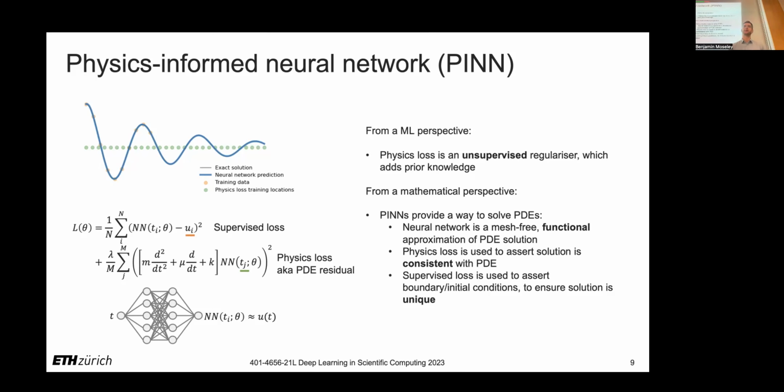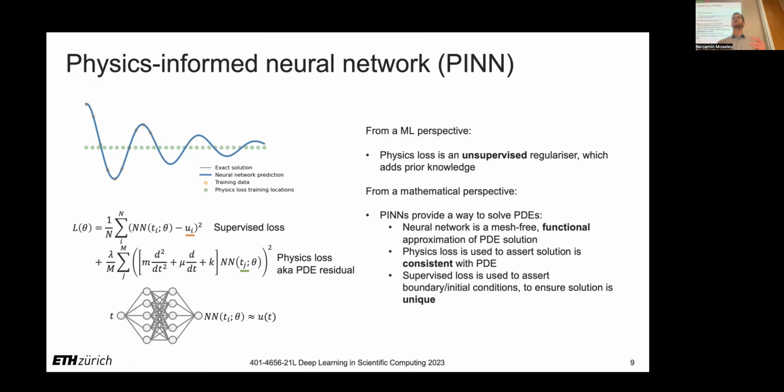Okay, let's switch to the mathematical perspective that Sid was talking about last week. We can see very clearly that PINN is providing a way to solve this differential equation. What is happening is the neural network is a functional approximation of the PDE solution. This is really important: the neural network itself is a function. If you think about finite difference simulation, when we solve it, we end up with a vector or a matrix, a discretized solution, a bunch of values.